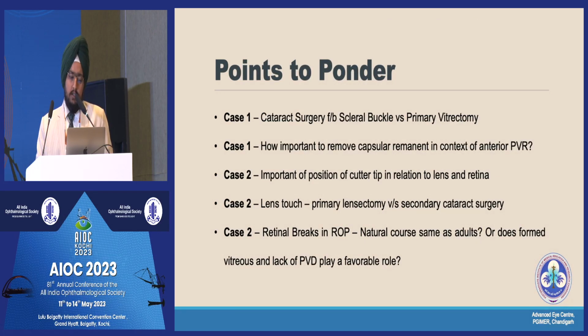So it is important to consider the position of your cutter tip once you are inside. Once you have released the anterior posterior traction, the retina becomes lax. So that is a point you need to take care of when doing the vitrectomy very close to the posterior pole. Lens touch, I would want your opinion. What would the audience think? Primary lensectomy versus a secondary cataract surgery, be it pediatric or adults. And retinal breaks in ROP, is the natural course the same as adults, or does the formed vitreous and lack of posterior vitreous detachment work in our favor in that case?